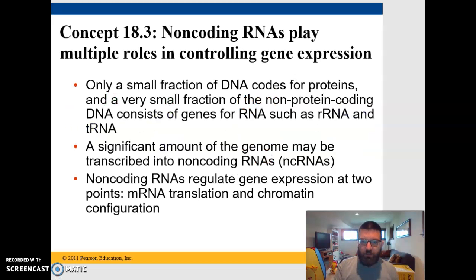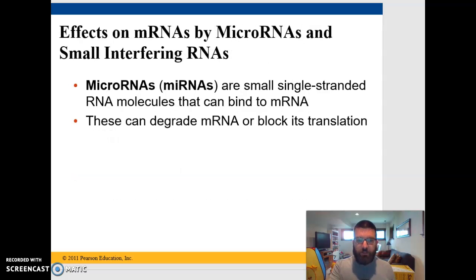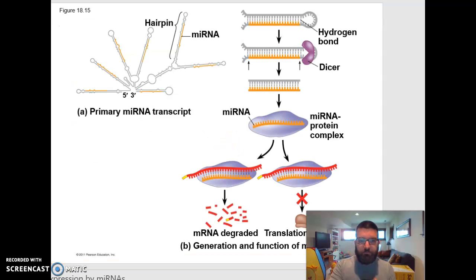As I alluded to earlier, there are also non-coding RNAs, meaning they're not messenger RNAs that will lead to the production of a protein, but they can affect the way that we express proteins. So some of these are microRNAs. These are small single-stranded RNAs that can either cause mRNAs to be broken down, or they can bind to mRNA and block its translation. So here's a look at a microRNA.